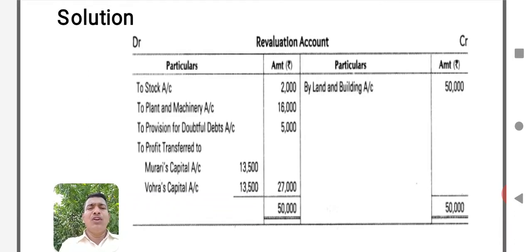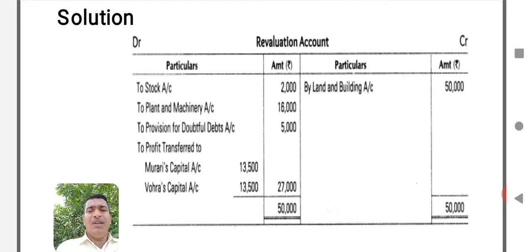Then provision for bad and doubtful debts. I told you any provision or any new liability can be recorded in the debit side of the revaluation account. So it is recorded. The amount is 5,000. It is already given. Then one asset has increased its value. There is appreciation in the value of asset, that is land and building. So the value of the appreciated asset will appear in the credit side of the revaluation account by land and building account, that is 50,000.